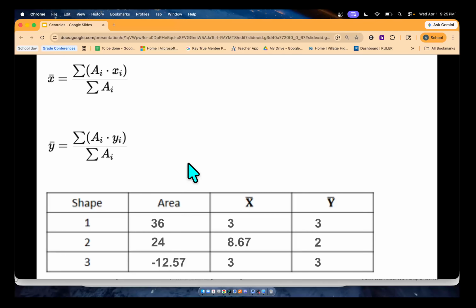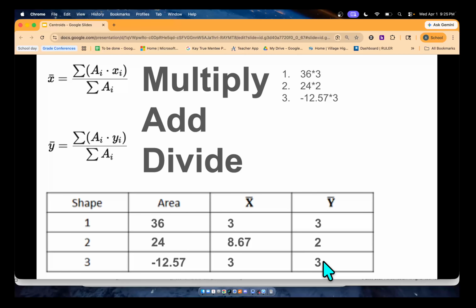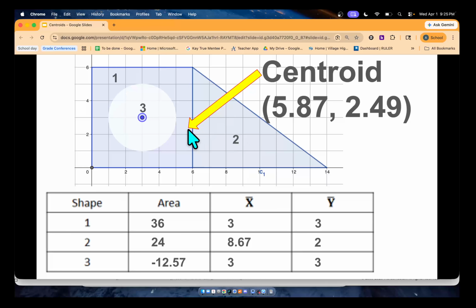Okay. Now we're going to do the same thing for y. Multiply, add, divide. So shape 1, a of 1 times y of 1. 36 times 3. 24 times 2. And negative 12.57 times 3. You add it together, 118.29. Then divide it by the sum of your area, giving you a centroid of 2.49. So your centroid is right there. That, if you were to put that on a point, it would balance that shape right there. And that is how you calculate a centroid.